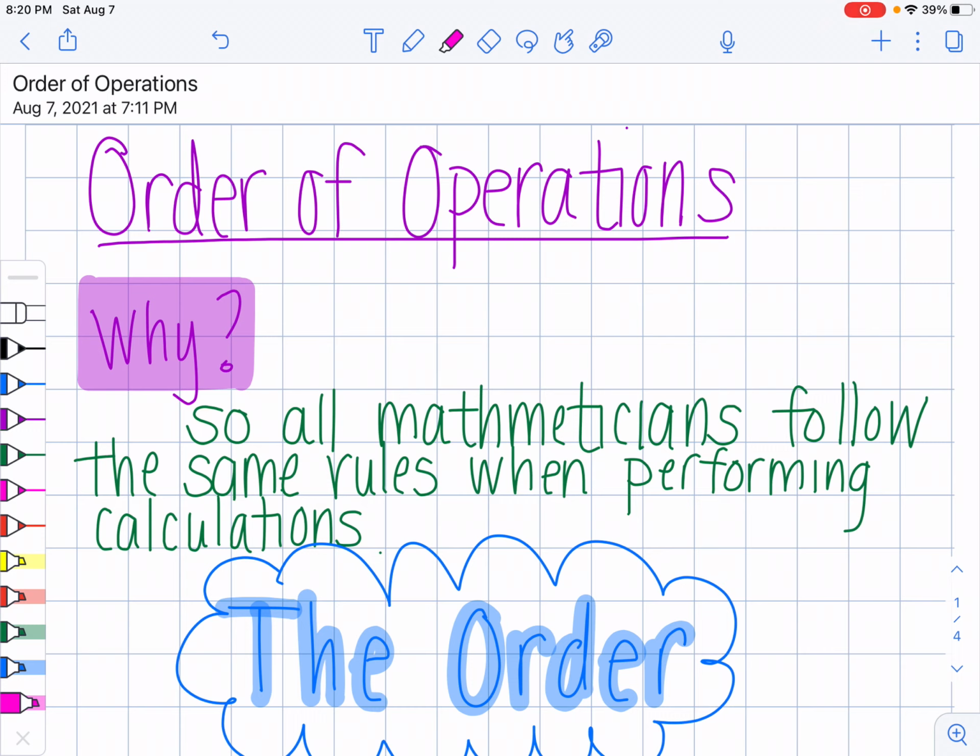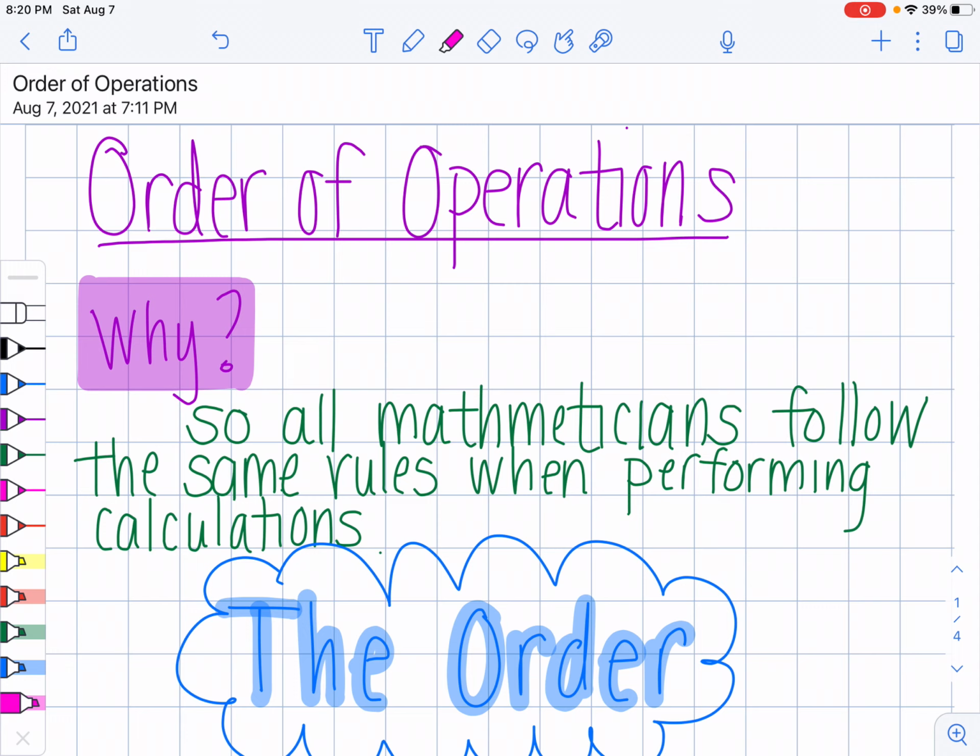So the first thing you'll want to know is, why is order of operations important? Why do I even have to learn this? It's really so that anytime you make a calculation, or any mathematician is doing a calculation, we all follow the same rules, so we end up with the same answers. So it's very important that you follow the order of operations when you're doing your math problems, so that you're consistent with the way that you are doing your calculations.